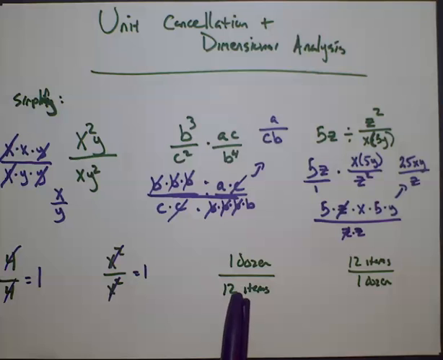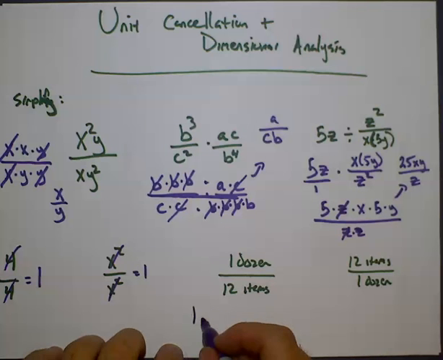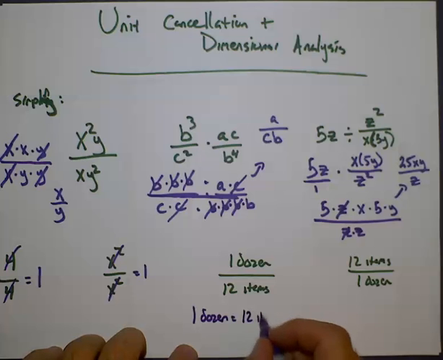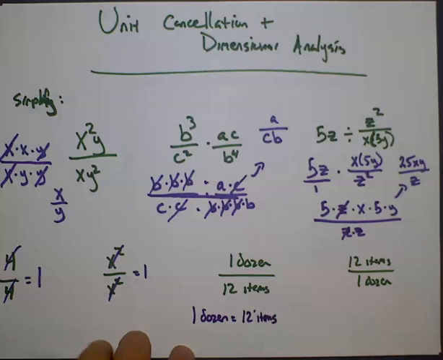Well, then we have to consider what is the relationship between what's on the top and what's on the bottom. In this case, we know that 1 dozen is the same as 12 items, no matter what. So let's think about this. If 1 dozen equals 12 items, I could write 12 items up on top because it's the same. We can just substitute it.